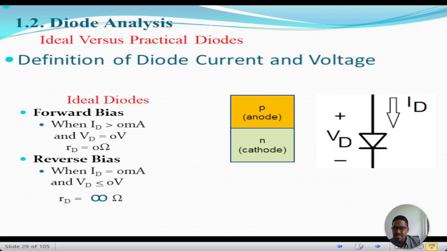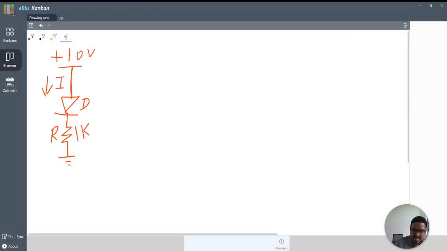Hello everyone, today's topic is diode analysis: how a diode analyzes a circuit. Let's start first with the ideal diode versus the practical diode. That means the definition of diode current and voltage, ideally and practically. First, let's see an example to explain the ideal and the practical diode.